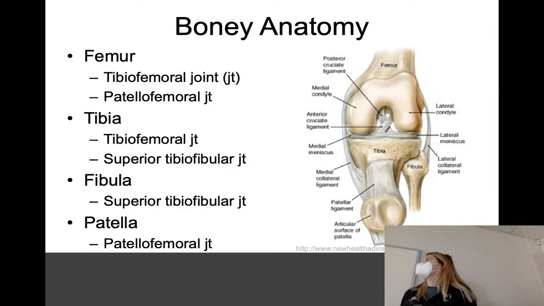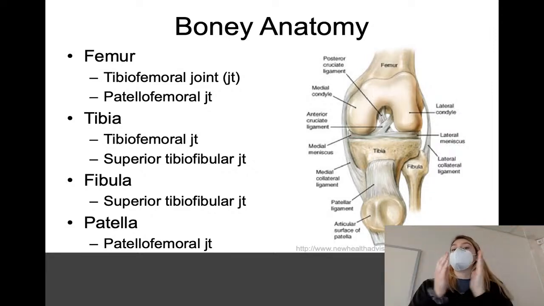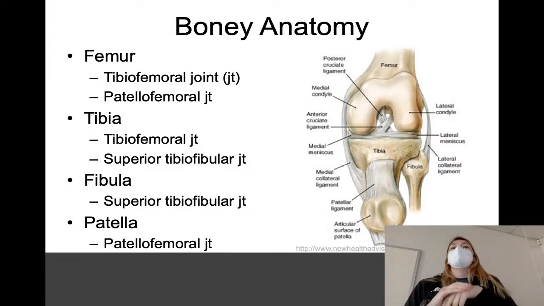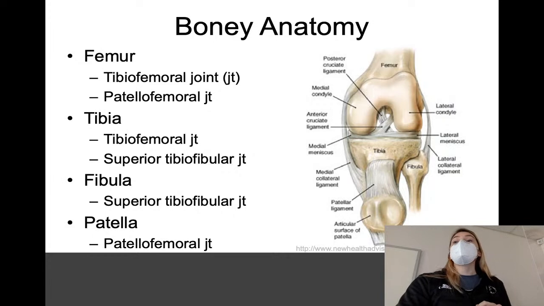Within your knee joint, you have smaller joints. Remember what I said about joints? They're easy. You can just take the first part of each name. So tibiofemoral, tibia to femur. Our main joint of the knee is our tibiofemoral joint. That will be the proximal end of our tibia to the distal end of our femur, and that is our knee. Basically where we're going to have our flexion and extension.